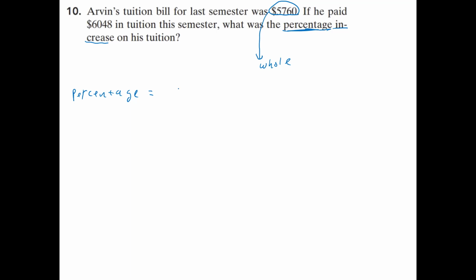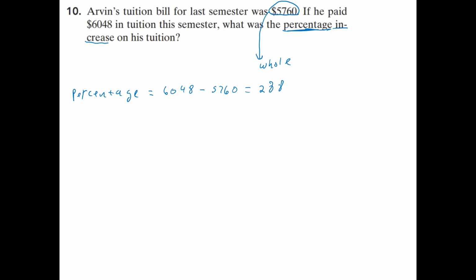So we went from 5,760 to 6,048. So to figure out how much the increase was, we take the 6,048 and we subtract the 5,760. So 6048 minus 5,760, tuition went up $288. But what they really want is the percent increase, right? So what percent is this, right?